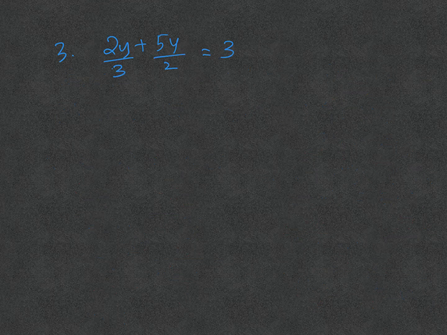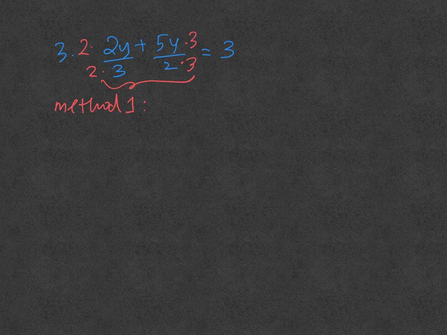In example 3, we have 2y divided by 3 plus 5y divided by 2 is equal to 3. Now, we want to combine the two variable terms on the left-hand side. So we're going to apply the lowest common denominator method. So this is what I call method 1. In method 1, I will multiply 2 to both the denominator and numerator of 2y over 3 and multiply by 3 to 5y over 2.